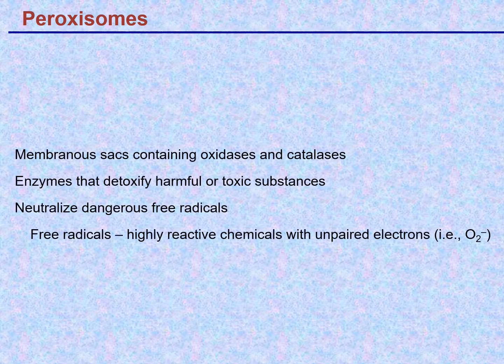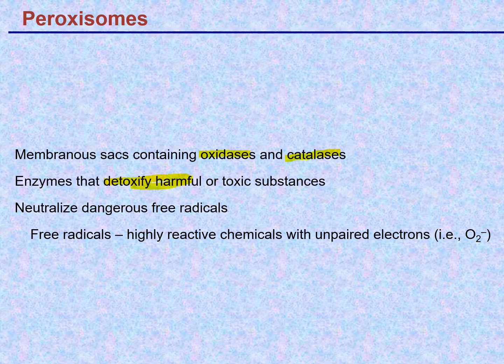Okay, another type of membrane-bound organelle found inside the cytoplasm of cells are peroxisomes. These peroxisomes contain classes of enzymes that are called oxidases and catalases, and these enzymes are able to break down certain types of toxins that are sometimes found in cells.